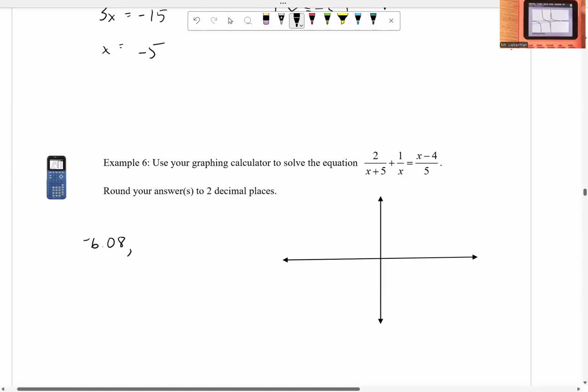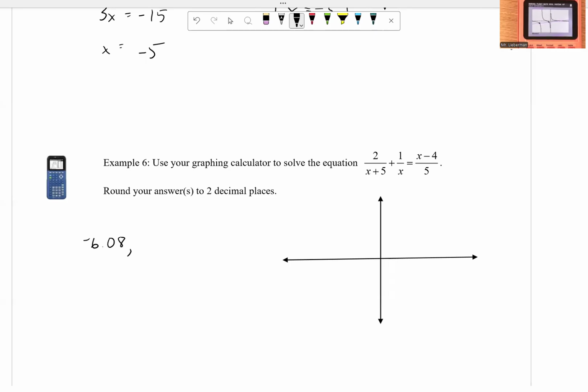The other ones have to do the same process. Does it matter if it's more or less the same? Because I have 6.06. It should be exactly the same. Make sure you're using the calculate, intersect, first curve, second curve, and then guess. I'm gonna go with this one.